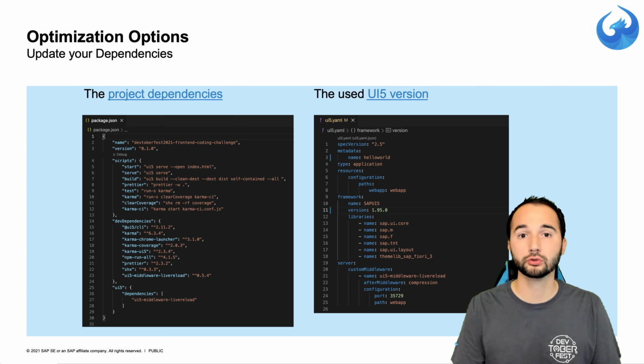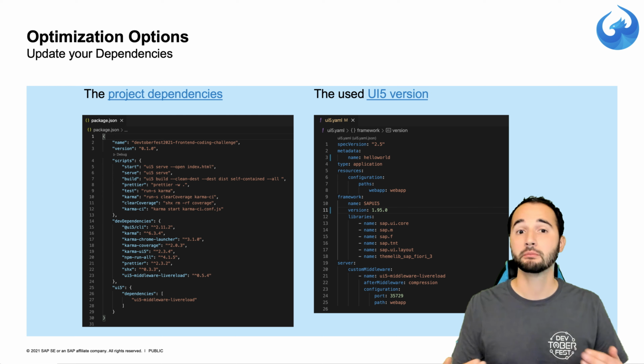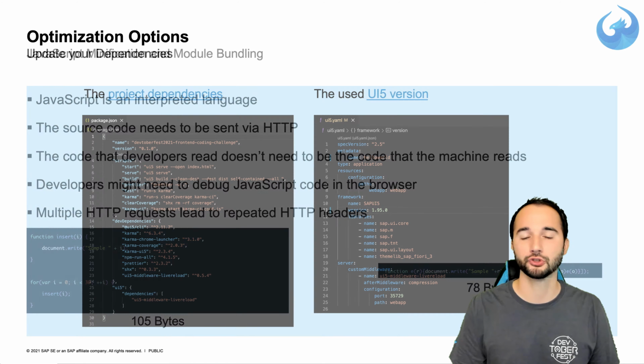So in there, you don't only specify the type of framework, OpenUI5 or SAP UI5, but you also define the version that you want to use. And when you check these two places and make an update and restart the web application, make a new build, then you can be assured that you use the latest version.